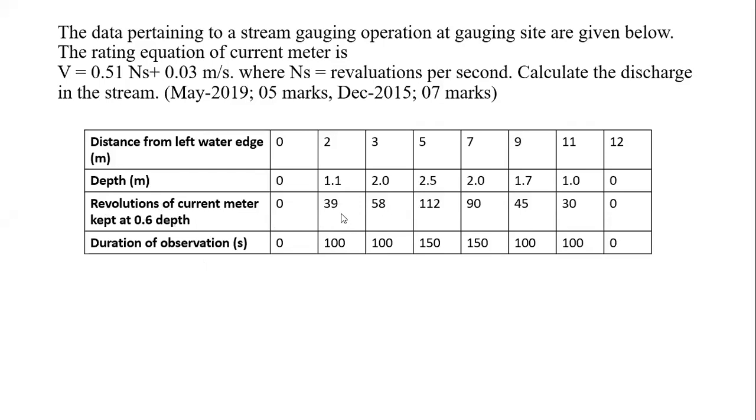number of revolutions measure केलेले आहे. Now with respect to that we have to find out the discharge. Now discharge is nothing but the area into velocity. So for getting the area we will be required to depth they have given us. We will be required to the width. But for getting the width they have given us a distances from the left hand side. It is 0, 2, 3, 5, 7, 9, 11, 12. And those are we are going to consider the widths of the segments, each and every segment.